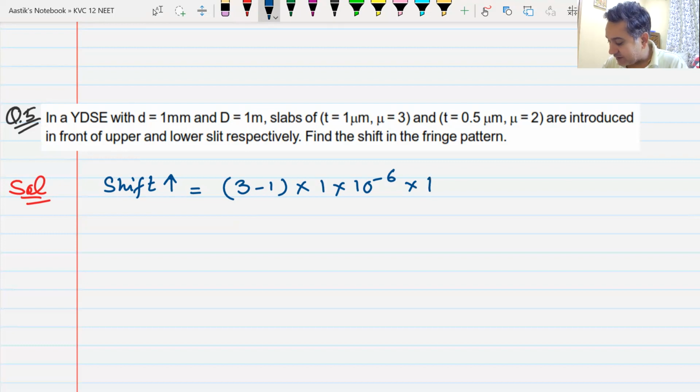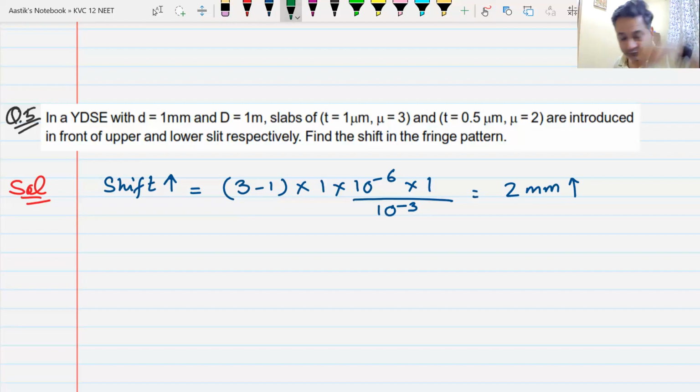Yes or no? Capital D is 1. Small d is 1 mm, so 10 raised to the power minus 3. Yes, that is the shift. So it will come, I think, 2 mm upwards. Yes or no?